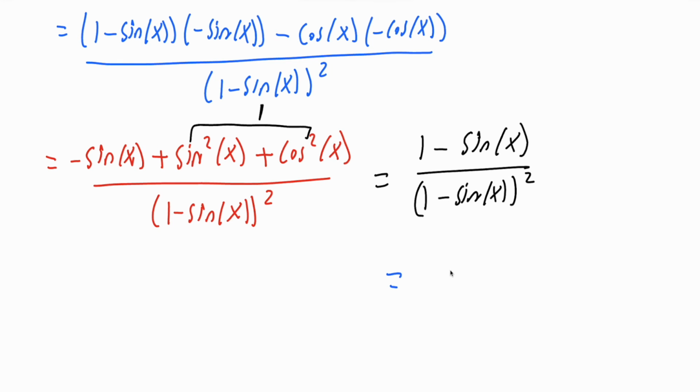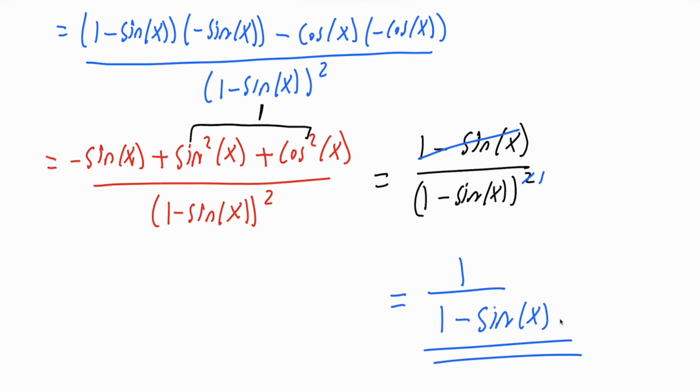So one of them can cancel out. And so we're going to get 1, because this piece right here is getting canceled out. This 2 is going to get canceled, and it'll just become a 1, divided by 1 minus sine x. This right here is our final answer. And that's all we need to do for this problem.